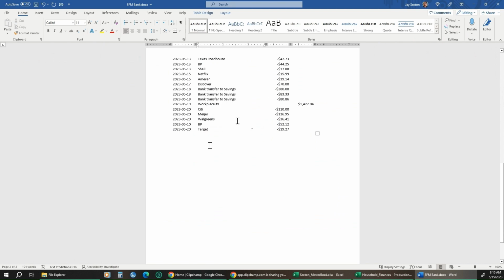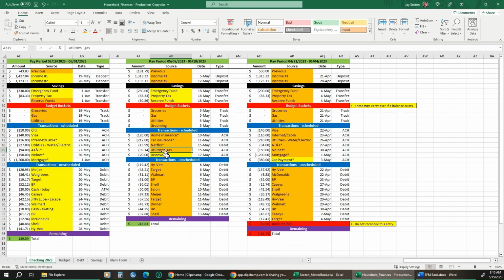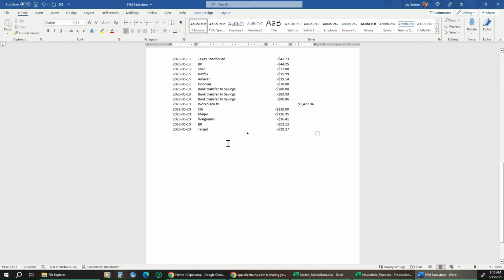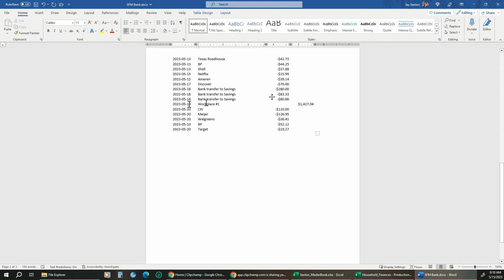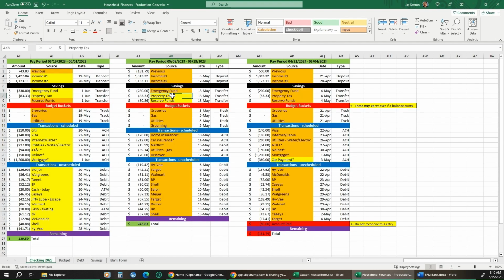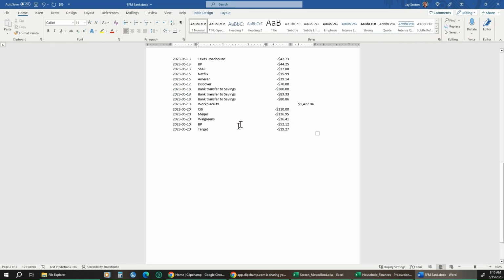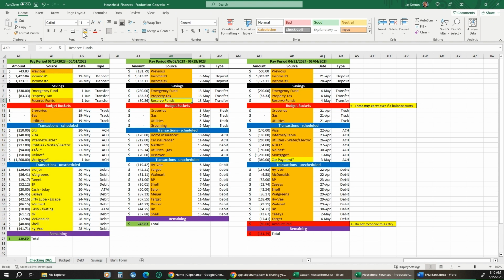And then we have Discover, $70 on the 17th. So we have that. Now we're at the end of our pay period. We're going to do our emergency transfers probably, and there they are. We have a transfer to savings for $280. That went to the emergency fund. We see that there. We had another one for $83.33. That went to our property tax. We see it there. And then we had a third one for $80.86 that went to our reserve funds, and we see that there. So now we've reconciled this whole pay period.